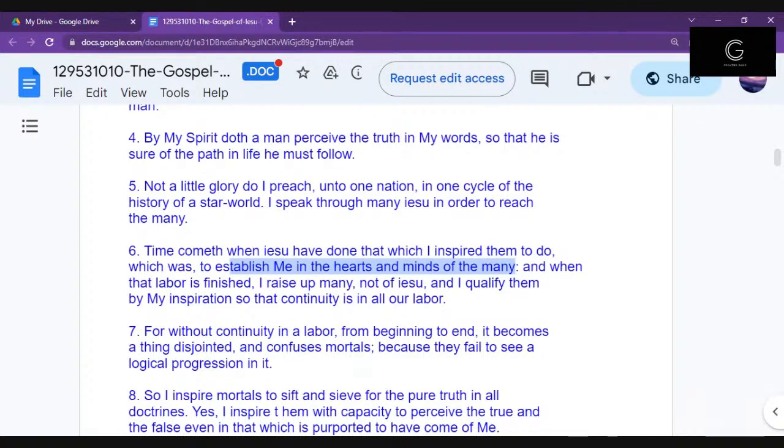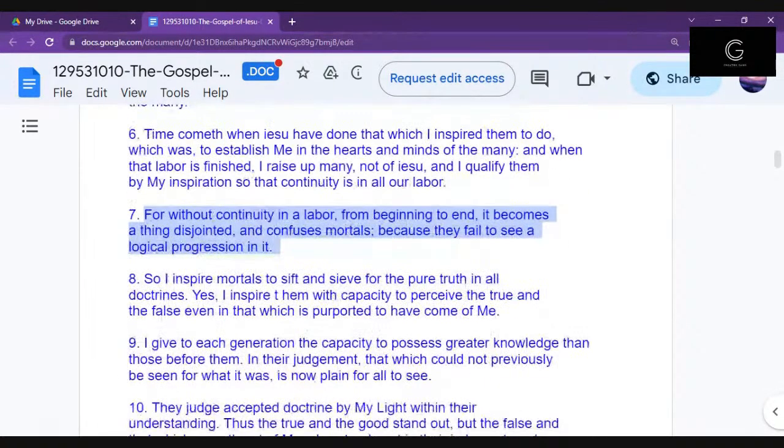For without continuity in labor, look at this, create a gang, man. This is why we the foundation, huh? We the beginning of the harmony, the rhythm, the symmetry, and the beauty, huh? What they call it, the continuity. And how we raising them up? How we raising them up? By our labor.